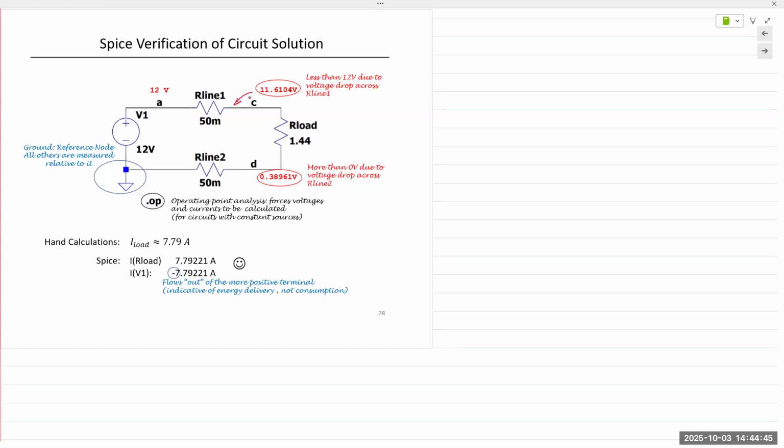I spoke about this also. The 11 volts is measured here and here, plus and minus. And this 0.389 is also measured with reference to here.